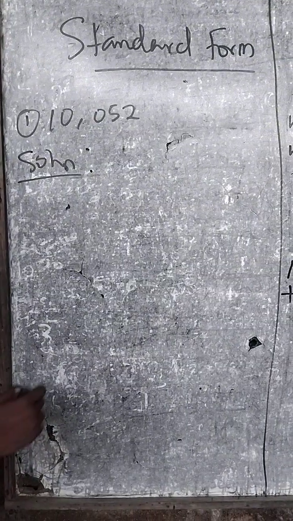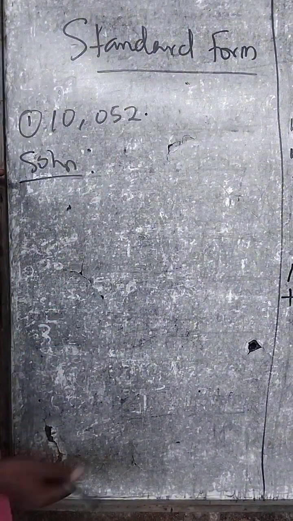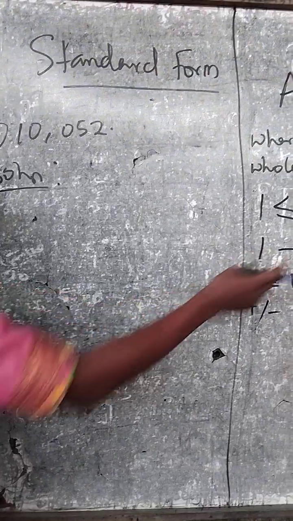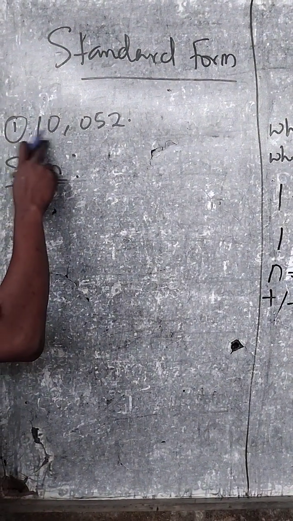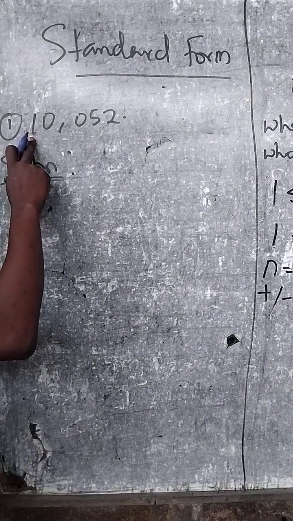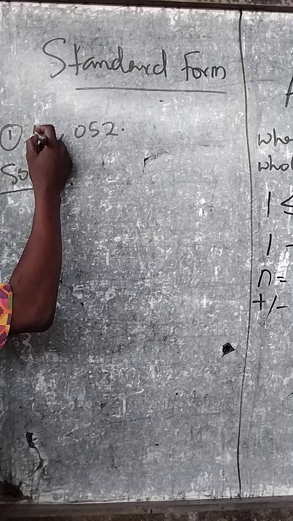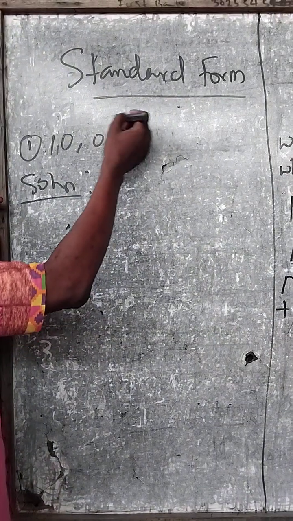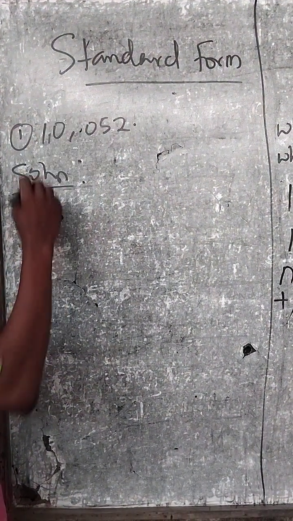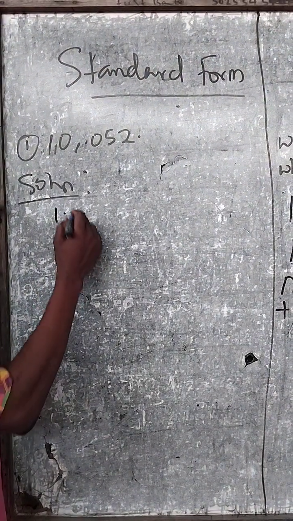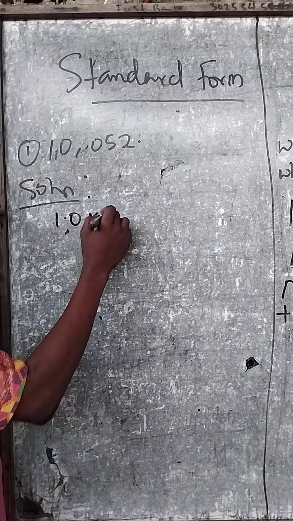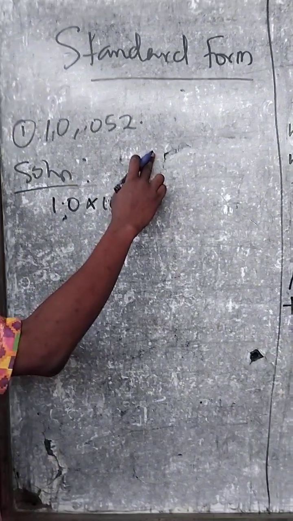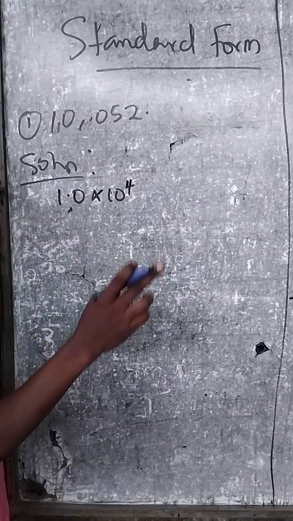10,052. You want to express this in standard form. There is an invisible decimal point here. For our a to be between 1 and 9.99, the first digit here is 1. So we find a way to get the decimal point there. The simple way is to count the decimal point backward: 1, 2, 3, 4. You get 1.0 times 10 raised to power, how many times did you move it? 4 times. All these other numbers are negligible. That's how to do it.